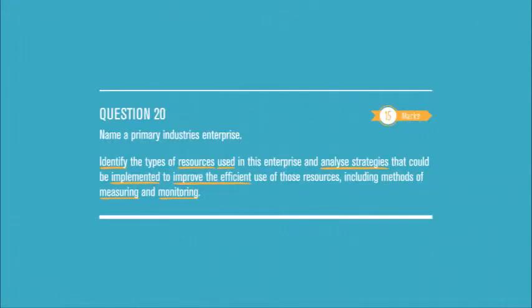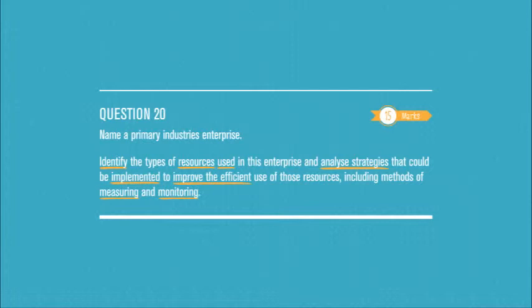Then what you need to do is list resources that might be used in this enterprise. Examples might include fertiliser, fuel, infrastructure, electricity. And then you need to analyse the strategies that could be implemented to improve the efficiency. That one might come down after you look at measuring and monitoring.